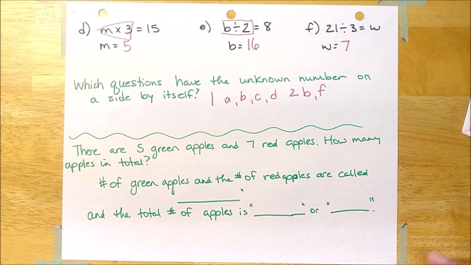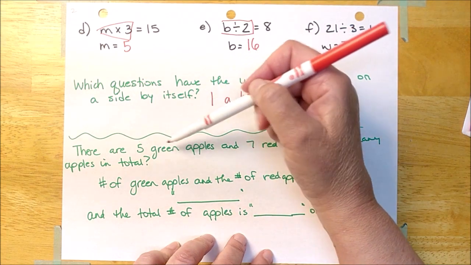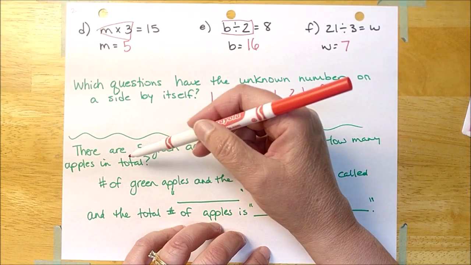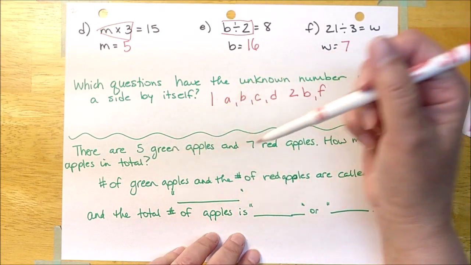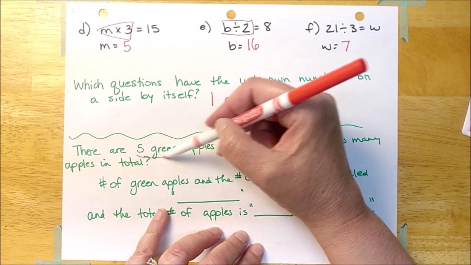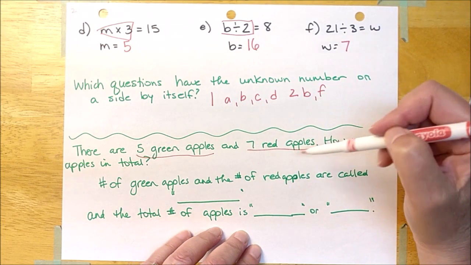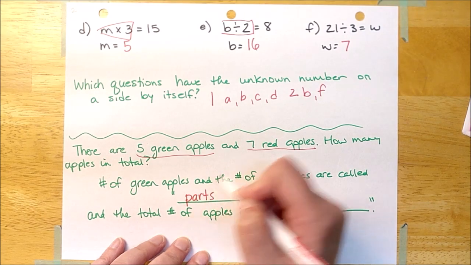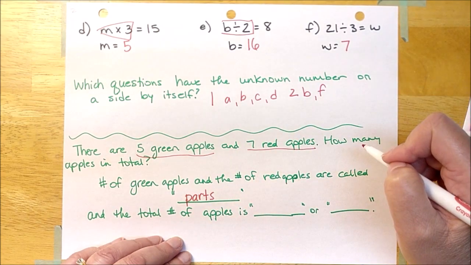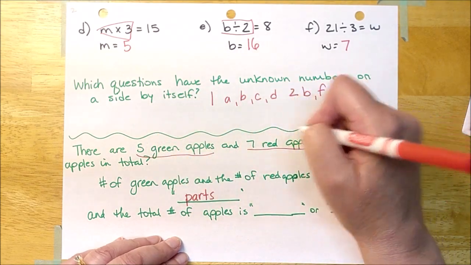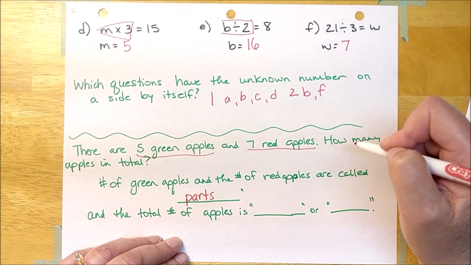Okay, so I have a story problem here. It says there are 5 green apples and 7 red apples. How many apples in total? In this particular story problem, the number of green apples and the number of red apples are called parts. They are parts of the problem. We have one part which tells us we have 5 green apples, and one part that tells us we have 7 red apples.